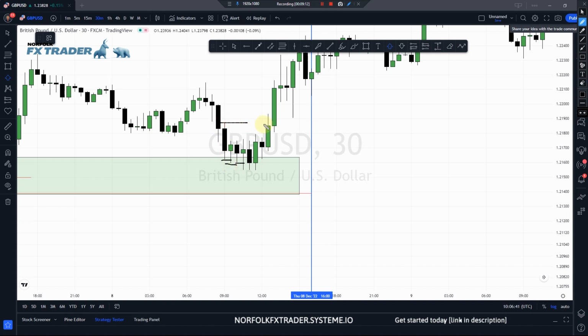But we don't break this high. We then make a new low here. Again, we don't break through this high. We then make another low there. So there's a new pivot low. And eventually we break through on this candlestick.